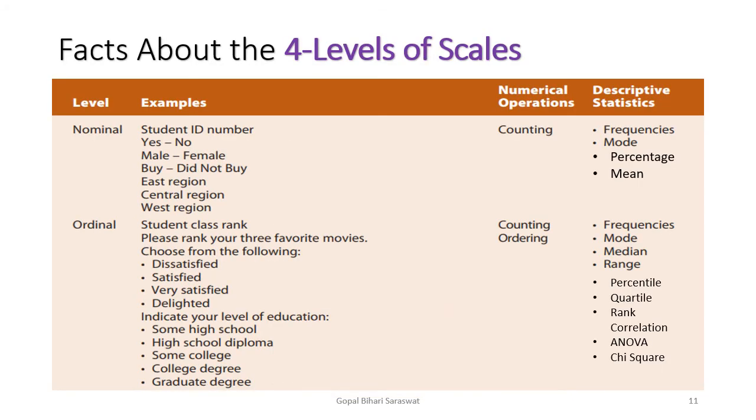So let's see each individual scale and their examples. Nominal scale, the examples are student ID number, registration number, roll number. If your research questionnaire has questions like, are you married, yes or no, these are known as dichotomous questions. So yes and no is also considered under the nominal variable. Male and female, are you going to buy or not going to buy? Region, caste, religion, country, these all are variables considered under the nominal scale.